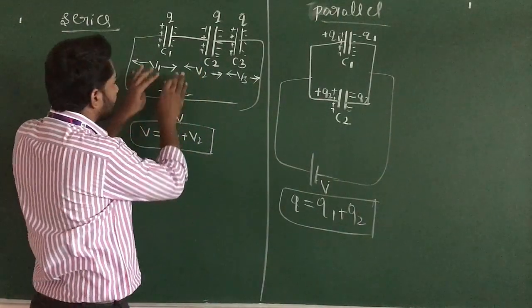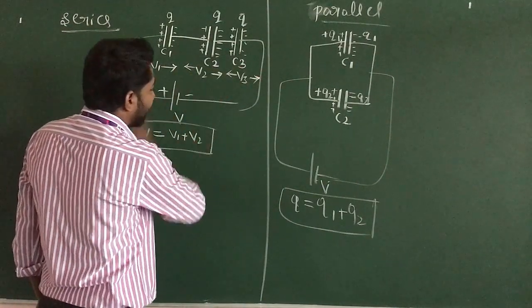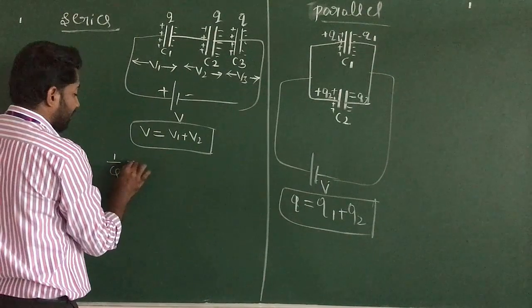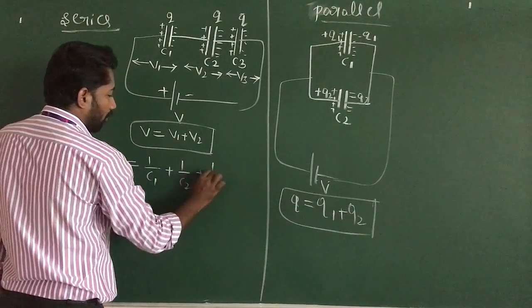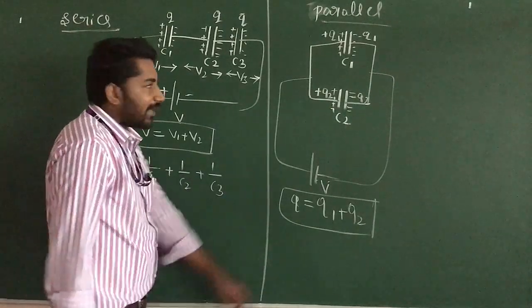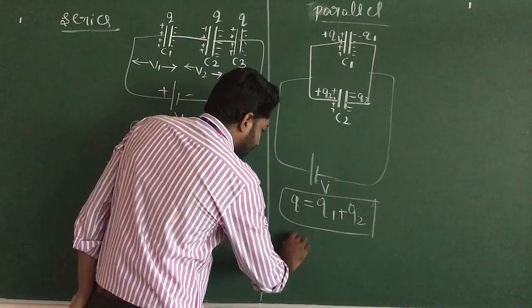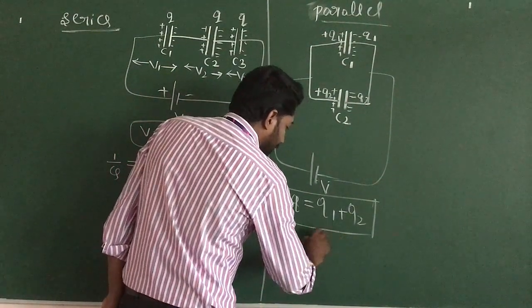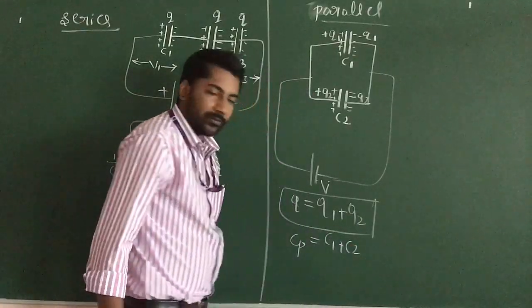Suppose we have three capacitors connected in series. Finally, we get the effective capacitance: 1 divided by Cs is equal to 1 divided by C1 plus 1 divided by C2 plus 1 divided by C3. When we connect two capacitors in parallel, the effective capacitance Cp is equal to C1 plus C2.